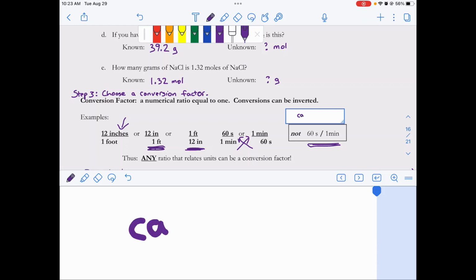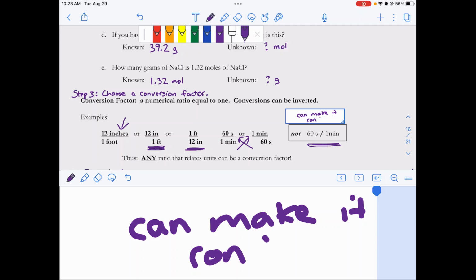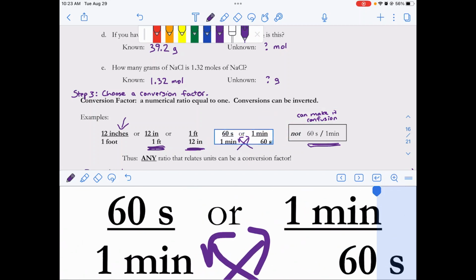This can make it confusing. So if you struggle with math at all and you're not sure about multiplying and dividing and all that kind of jazz, you definitely want to make sure you don't write it on one line like this. You want to write it above and below like these over here, okay?